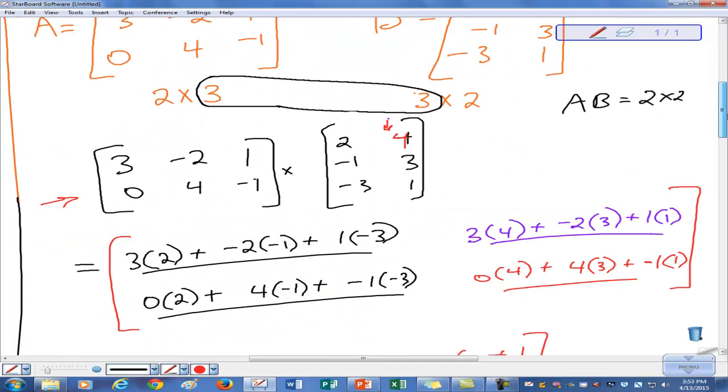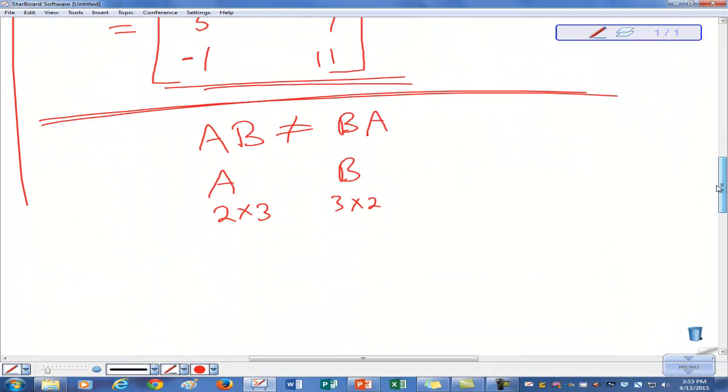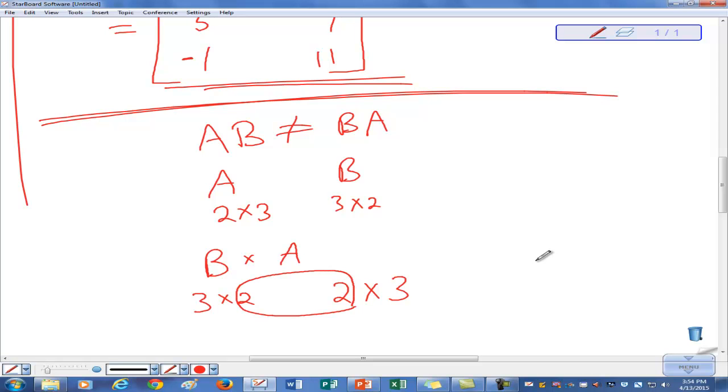So, in other words, the number of columns in the first matrix has to match up with the number of rows in the second, because that's the way we're multiplying. Row times column, row times column. So if we were to multiply B times A, this is a 3 by 2, and we're multiplying that with a 2 by 3. Matrix A is a 2 by 3. In this case they do match, but it doesn't always happen. So we end up with a 3 by 3.